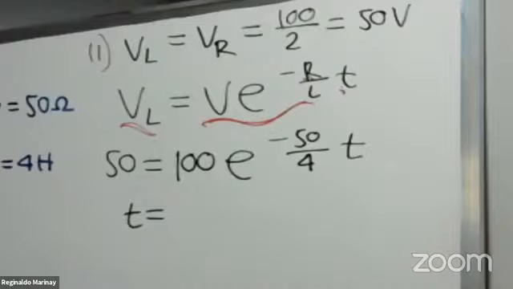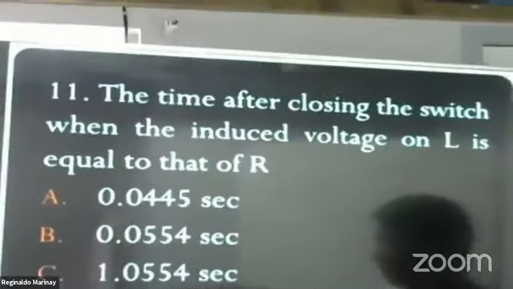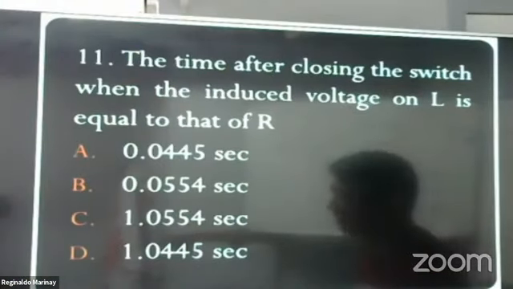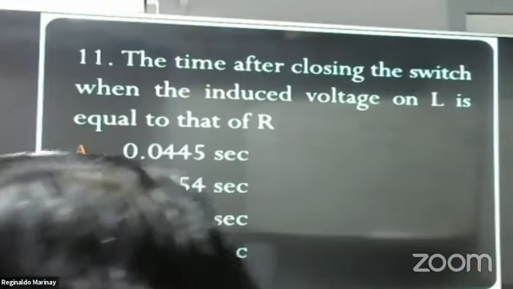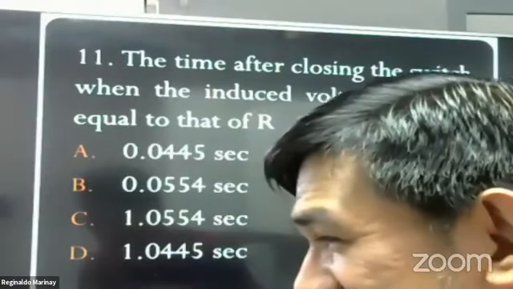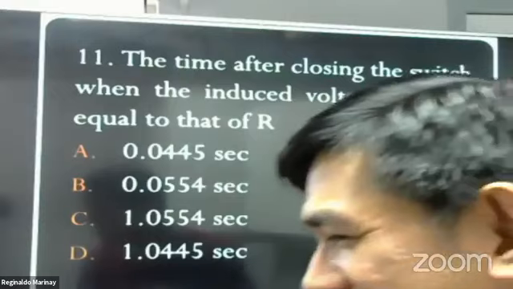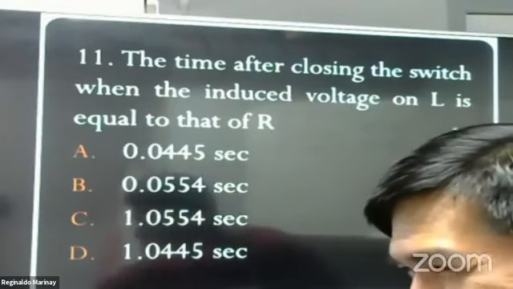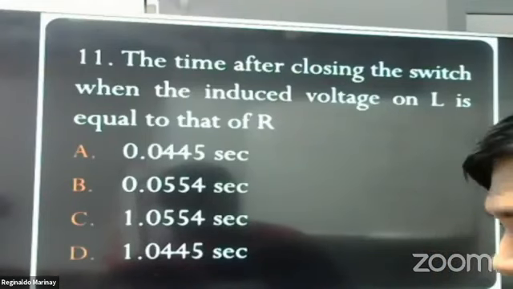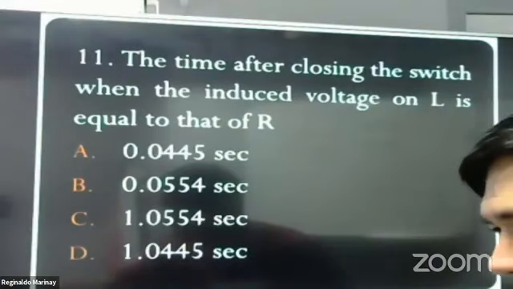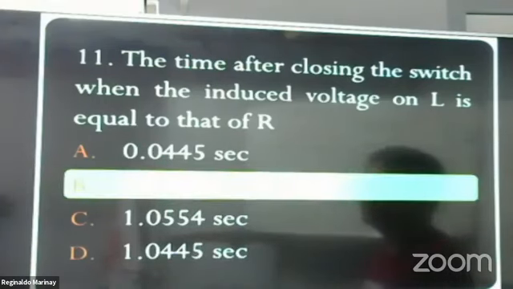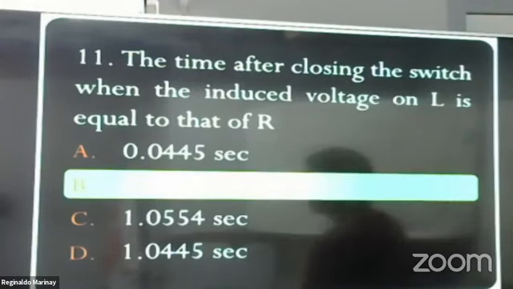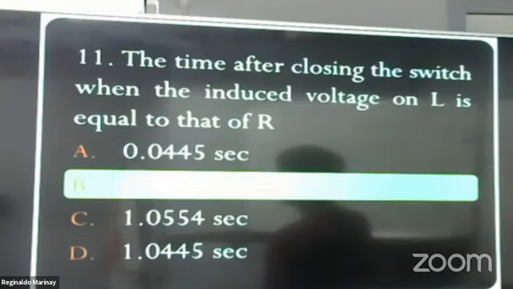You have calculated it, guys. Let's go to our PowerPoint. What letter is your answer? Someone raised a hand, JJ. What is your answer, JJ? Letter B. Let's see if it is correct. Very good, letter B. The answer is 0.0554 second.